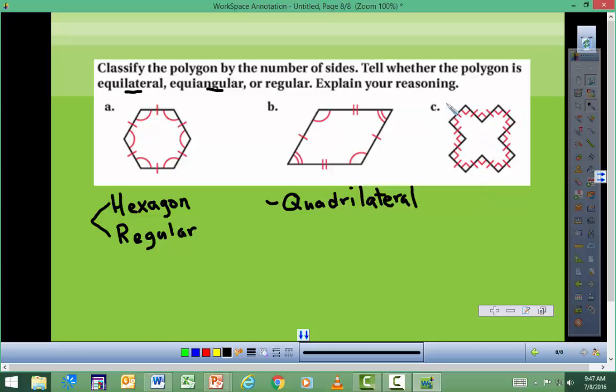We have how many sides? We better count them. 1, 2, 3, 4, 5, 6, 7, 8, 9, 10, 11, 12. It has 12 sides, so that means that this is a dodecagon.